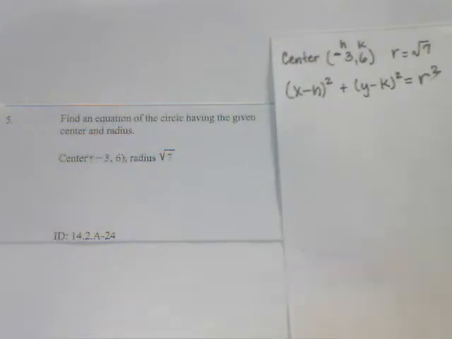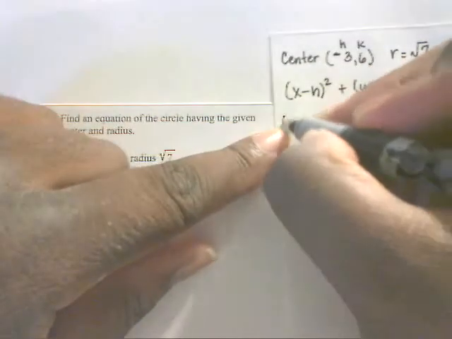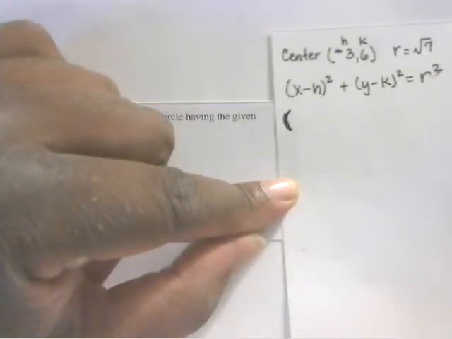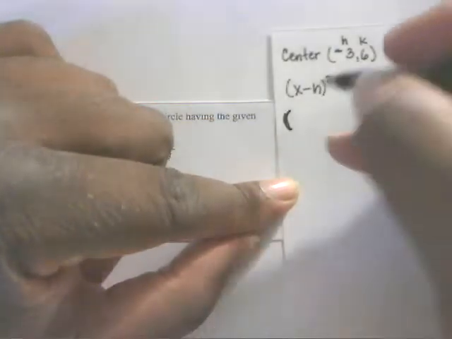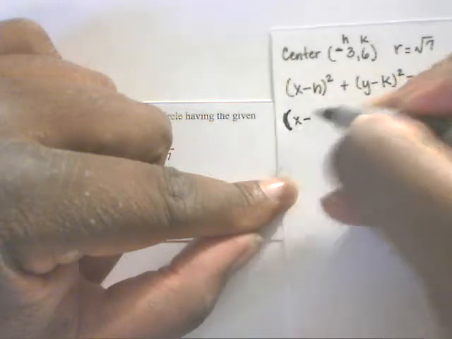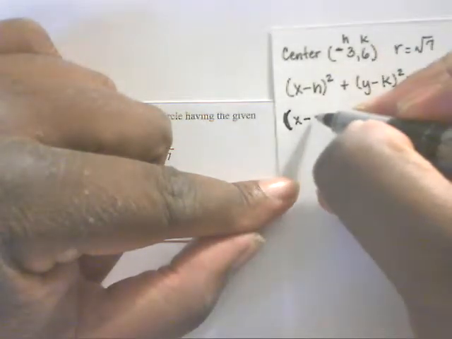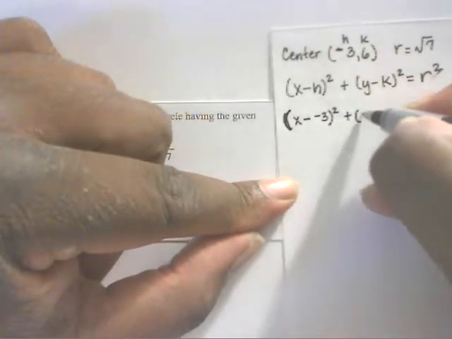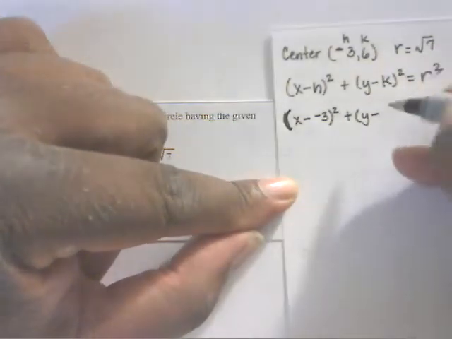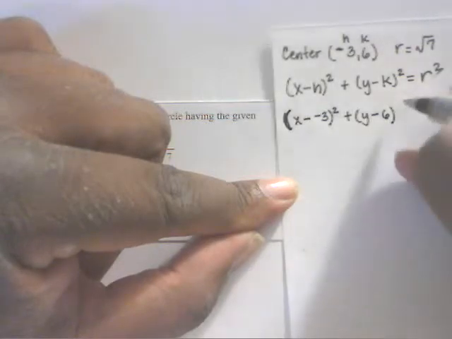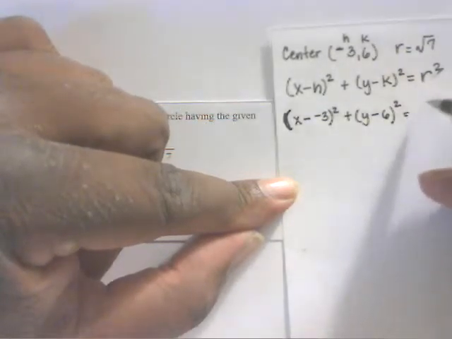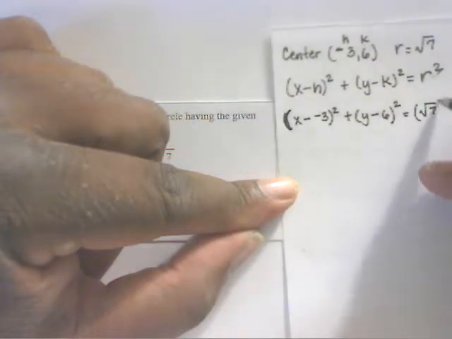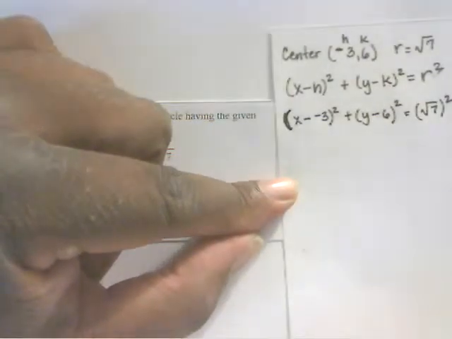So using that formula, I'm just going to replace the h and the k, because the formula for the equation of the circle always has x and y in it. So here we bring down the x minus h is -3, so it'll be x minus -3, that quantity squared, plus y minus k, in this case that's 6, and that's going to be squared, is equal to r squared. Well, r is the square root of 7, so the square root of 7 will be squared.